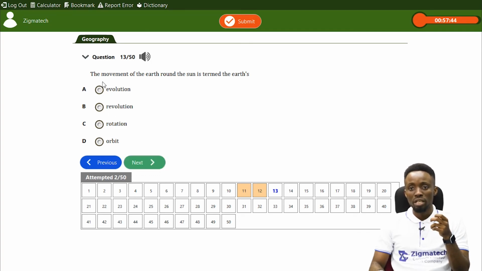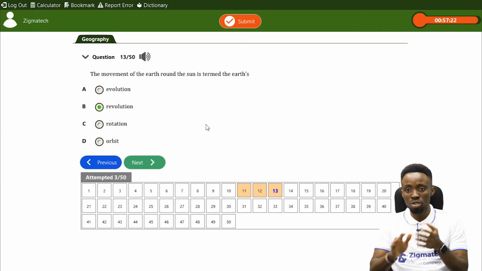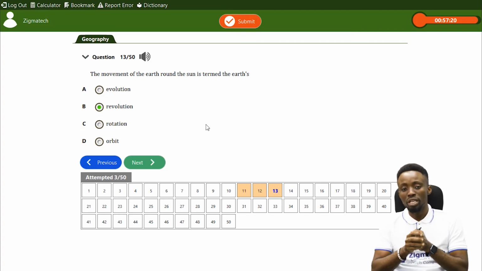The last question says, the movement of the Earth round the Sun is termed the Earth's dash. A, evolution. B, revolution. C, rotation. D, orbit. And the correct answer when we say the Earth is moving around the Sun is revolution. So the answer is going to be B. And I hope you got it right too.